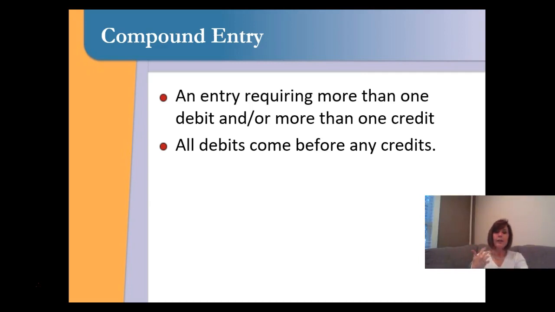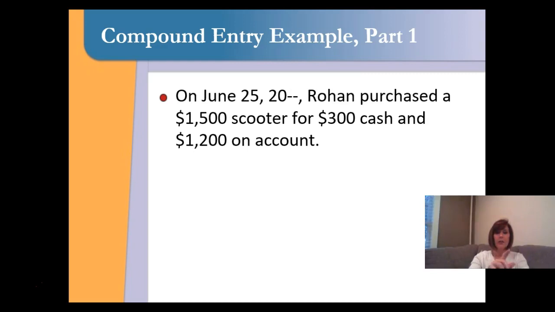And so, as I had said previously, you might have entries where you have multiple credits and/or multiple debits. And as I explained, you're always going to list all your debits before any credits. We've got an example of this to illustrate. June 25th: Rohan purchases a $1,500 scooter for $300 in cash and $1,200 on account.